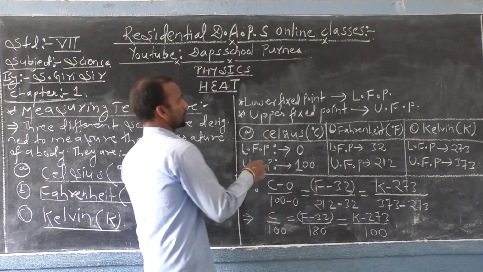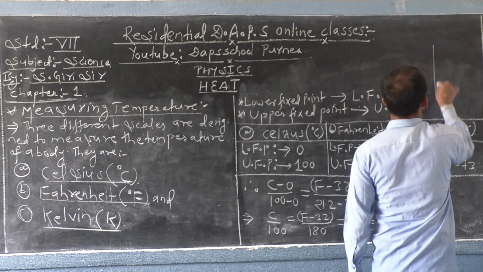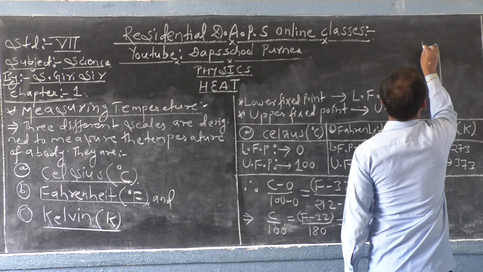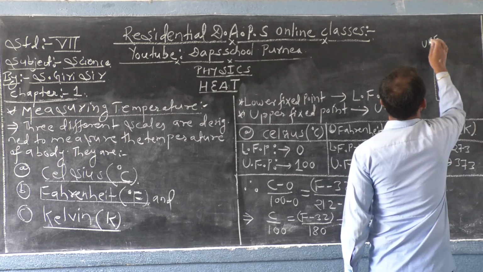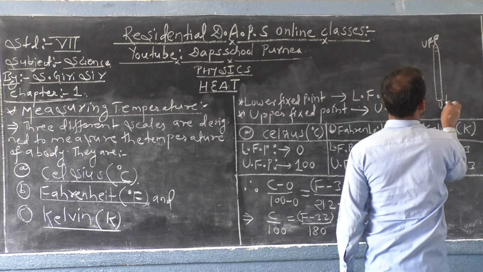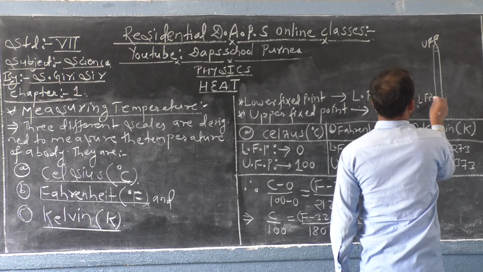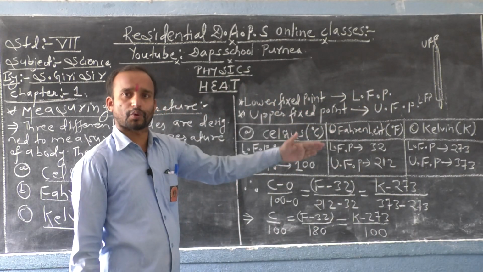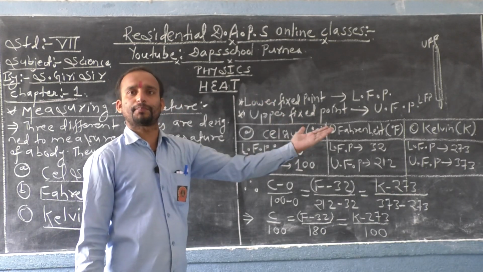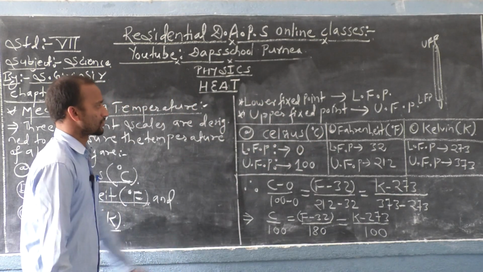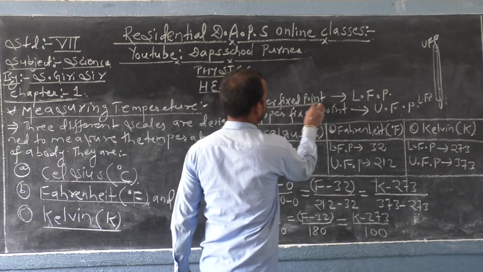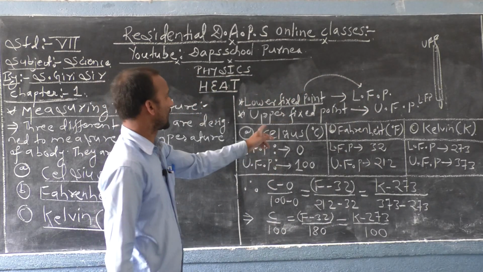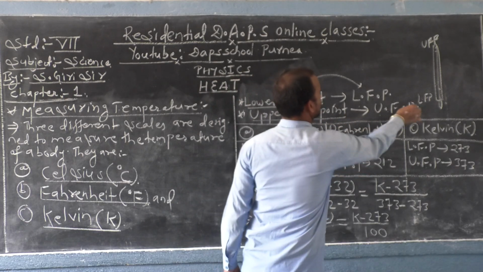Now you might have seen thermometers. A thermometer has an upper fixed point and a lower fixed point, the two points, one starting and one ending, in each and every scale. The shortcut for the lower fixed point you can write as LFP, and the upper fixed point as UFP.